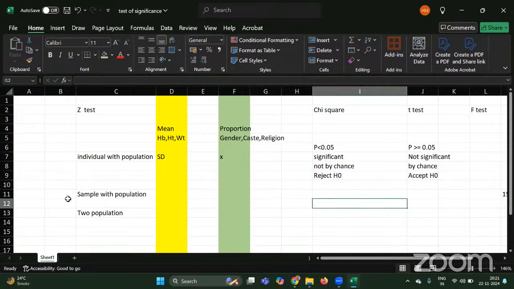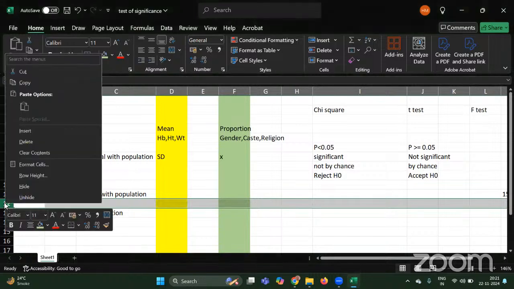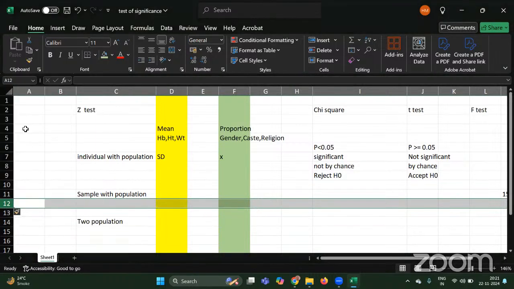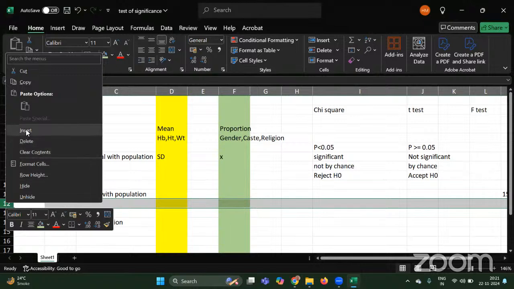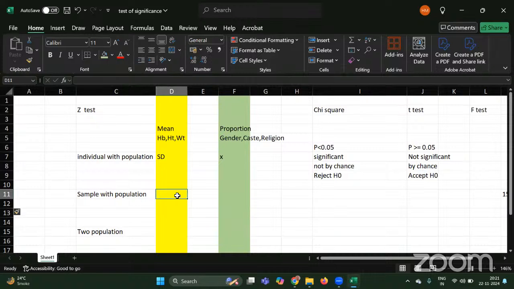Now, let us take another example. Dr. Panuganti, you are clear about using an individual with a population? Yes, sir. I'm clear, sir.